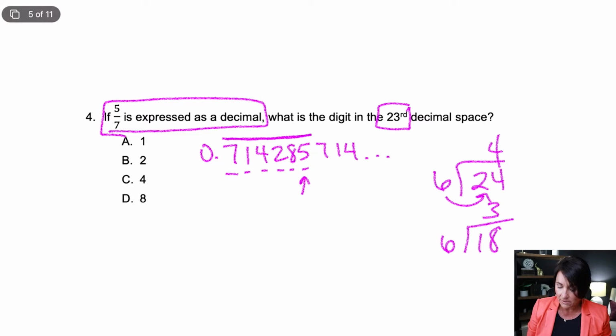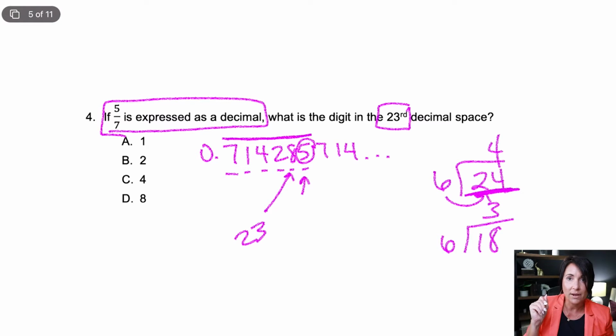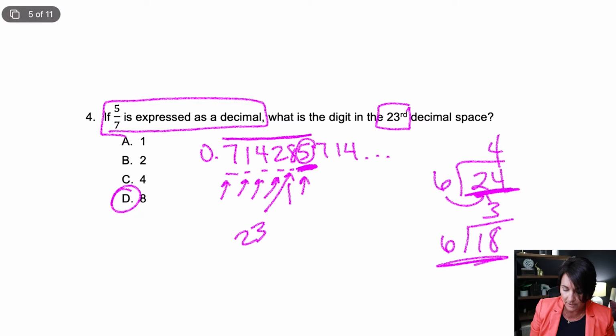So what I would do is say, okay, at the 24th place, we're at 5. So at the 23rd place, we're at 8 because I want to go back 1. So that's where I would get 8. Now, you could also say, all right, 6 goes into 18 3 times. We end up here at 5 on the next round, the third round. And then you could go, so this is 18, and then you could go 19, 20, 21, 22, and then that 8 would be 23. However, I think it's easy to go up 1 and backtrack 1 to the 23rd. Both ways work. 8 is the answer.